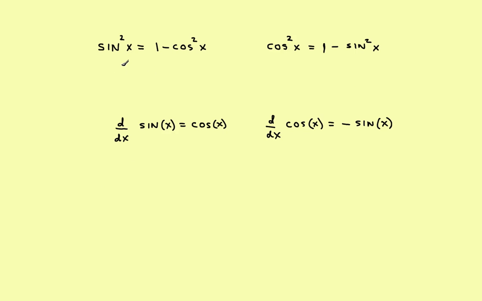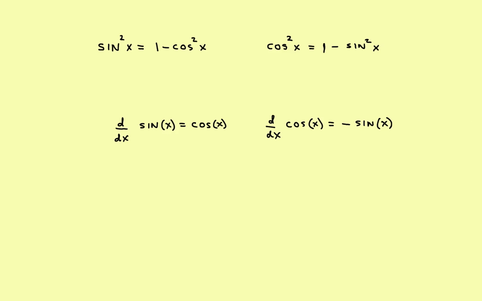And just a reminder from your trig days, the sine squared is equal to 1 minus the cosine squared, and the cosine squared is equal to 1 minus the sine squared. So you'll need those identities. And also a couple of derivatives on these problems. Just a reminder, the derivative of the sine of x is equal to the cosine of x, and the derivative of the cosine of x is equal to the negative of the sine of x. So with that in mind, let's go ahead and take a look at a problem.